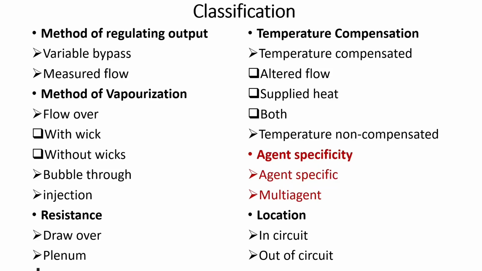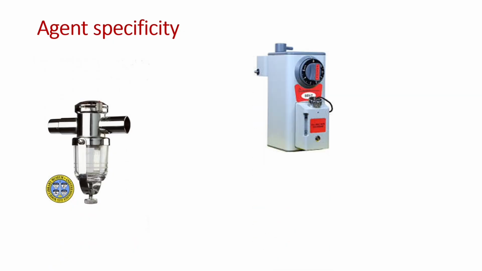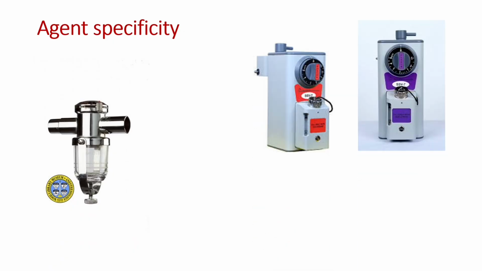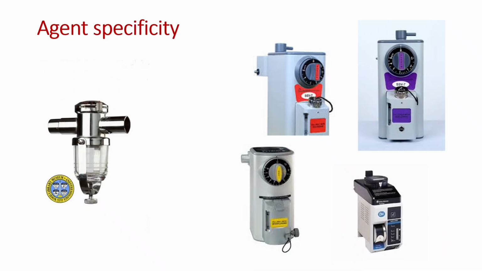Coming to the classification based on agent specificity, vaporizers can be multi-agent or agent-specific. Older vaporizers like the Goldman vaporizer were multi-agent. Modern vaporizers like Tech vaporizers are agent-specific. They are individually customized according to the chemical properties of a particular agent, such as the saturated vapor pressure, the boiling point, and the minimum alveolar concentration of that agent. Agent-specific vaporizers cannot be used interchangeably.